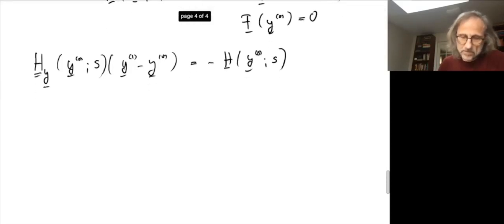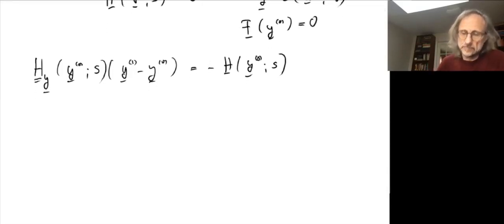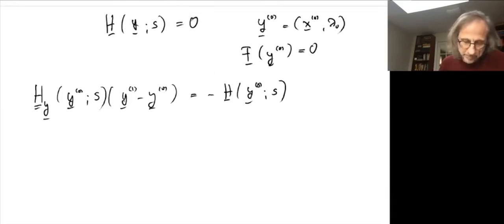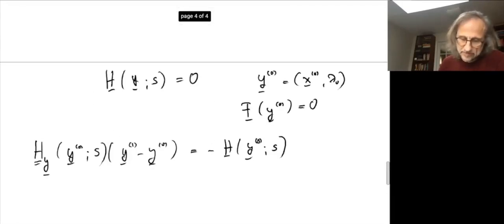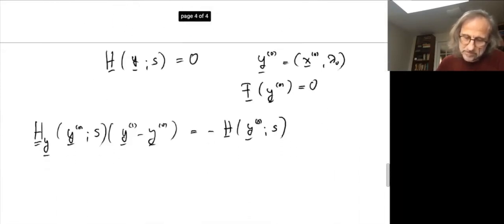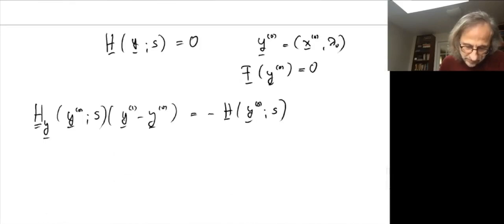Okay, so now what does that mean? If we plug in what we know about y0, hy consists of these 4 blocks. So let's first write down the upper block and then the lower block. And so what is the upper block? We have fx times x1 minus x0.